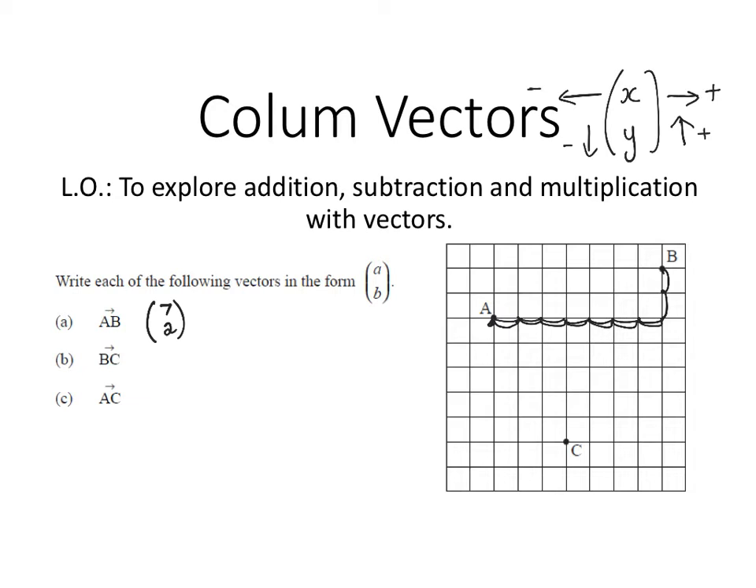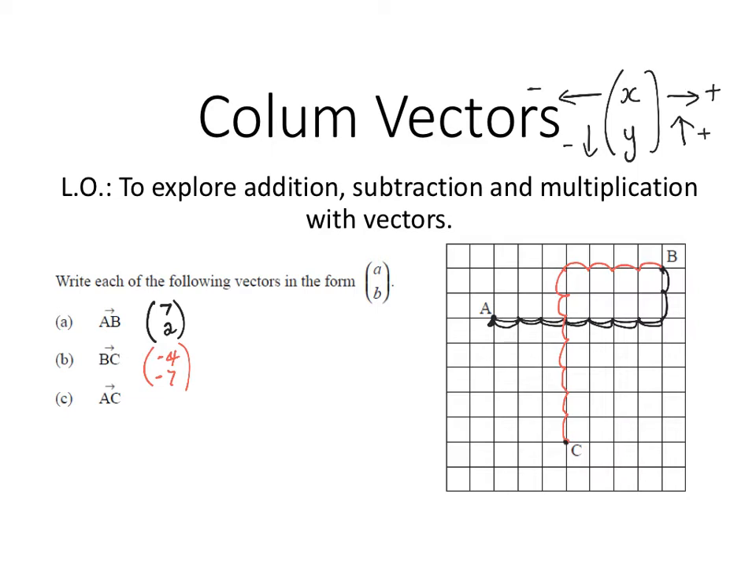Then from B to C, first of all we decide whether we're going right or left. We're going left, so it's going to be negative at the top. And we're moving 1, 2, 3, 4 to the left. And then we're going down, so that's negative as well: 1, 2, 3, 4, 5, 6, 7. So it's -4, -7.